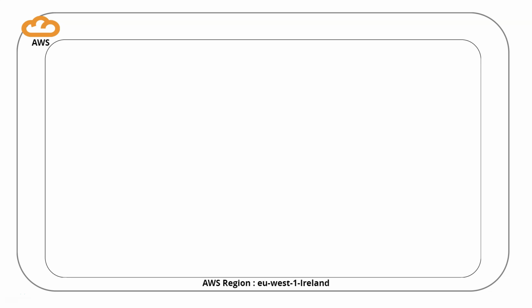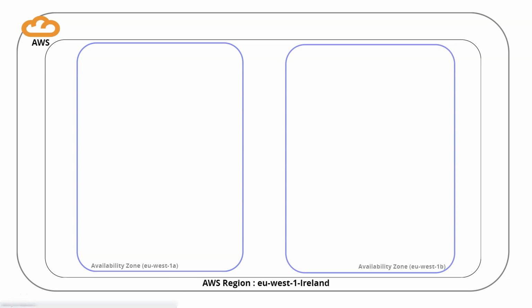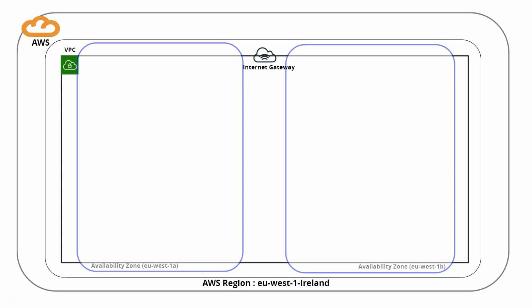Within this region, there are multiple availability zones, and we'll be deploying our resources in EU West 1A and EU West 1B for our project. To begin with, we'll first create a new custom VPC, which will provide us a logically isolated section of the cloud for our project. Once the VPC is created, we'll attach an internet gateway so that our VPC can have access to the public internet, as our website is a public website.